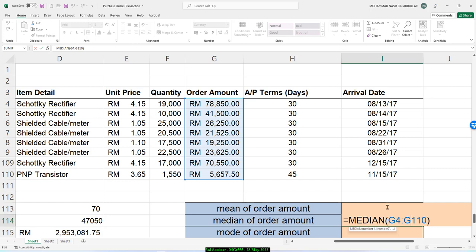Topik hari ni sangat berat. So I hope you can pay attention. Nanti lepas ni kita rehat 5 minit untuk refresh for next topic, chapter number 5.